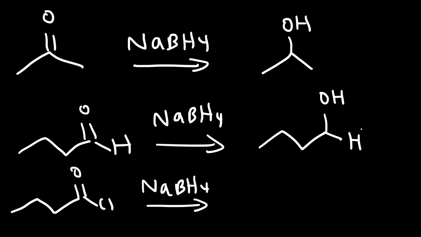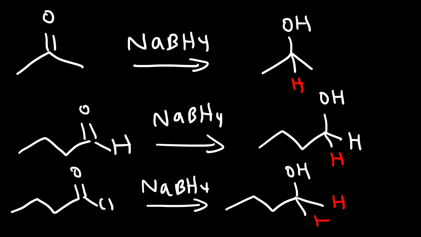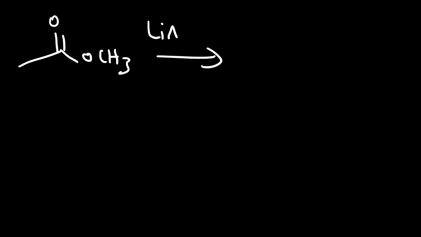And the way it does this is by adding a hydrogen atom to it, particularly a hydride ion. Now the acid chloride will also be reduced to an alcohol, but by the addition of 2 hydride ions instead. And so sodium borohydride produces alcohols from ketones, aldehydes, and acid chlorides. Now another stronger reducing agent, lithium aluminum hydride, can do all that NaBH4 can, but it can also reduce esters and carboxylic acids.